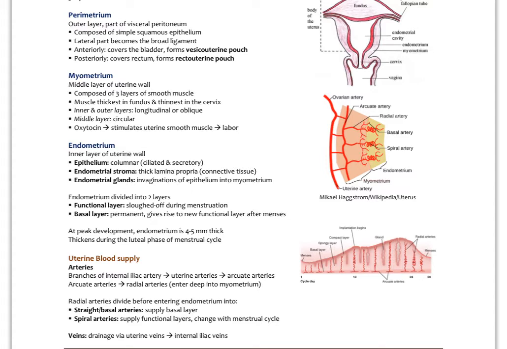The endometrium is divided really into two layers, and this is important for the menstrual cycle. There's a basal layer, which is a permanent layer, and that's going to give rise to new cells. But the functional layer, which is on top of that, is what's sloughed off during menstruation. So the basal layer allows for a continual regeneration of the functional endometrium after menses. At peak development, right before menstruation, the endometrium is about 4 to 5 millimeters thick, typically. And it's going to thicken especially during the luteal phase of the menstrual cycle.